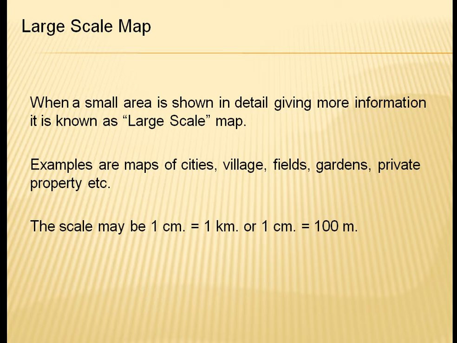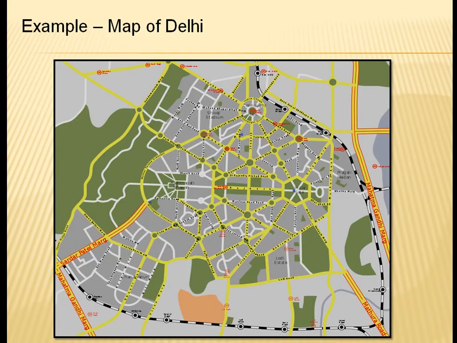Next, large scale map. What are large scale maps? We are going to see. When a small area is shown in detail giving more information, it is called a large scale map. For example, the map of a city, village, field, garden, private property. The scale may be 1 centimeter equals 1 kilometer or 1 centimeter equals 100 meters, like that. Example, this one.